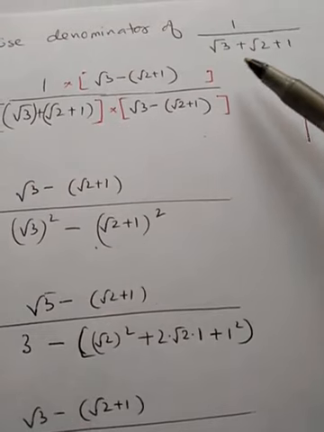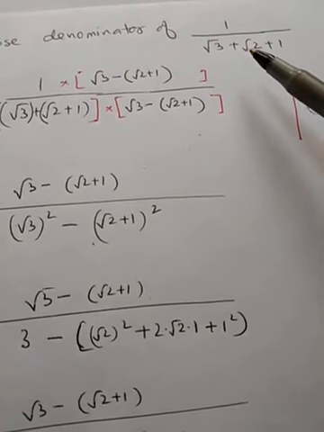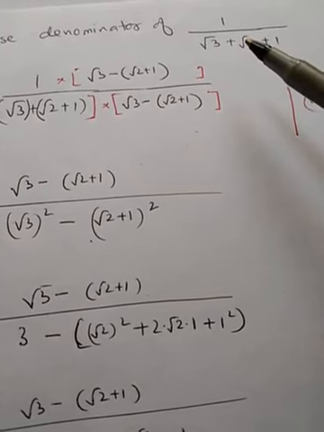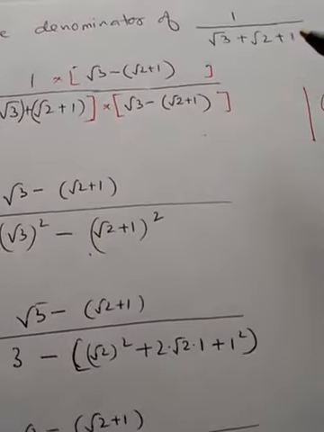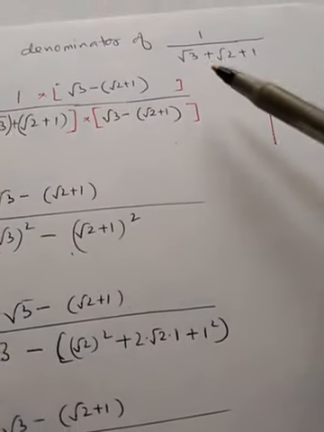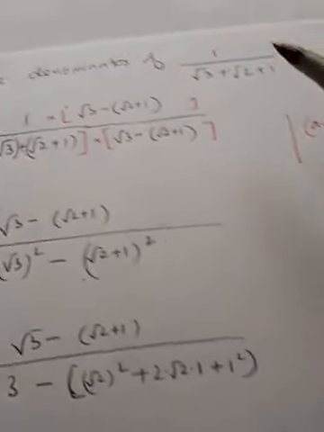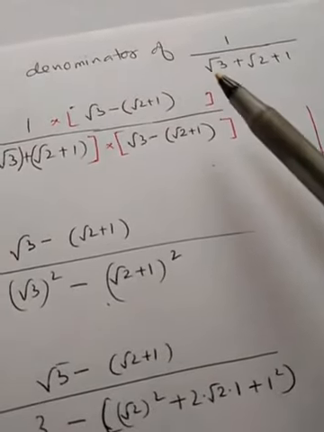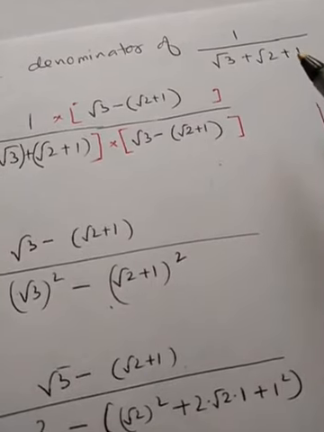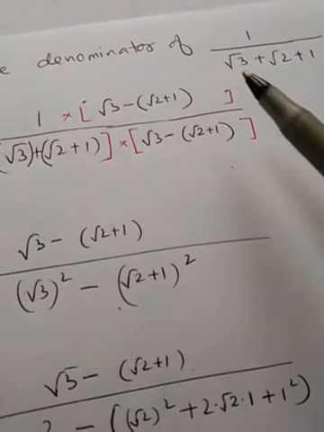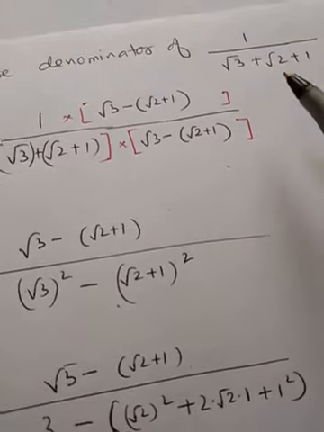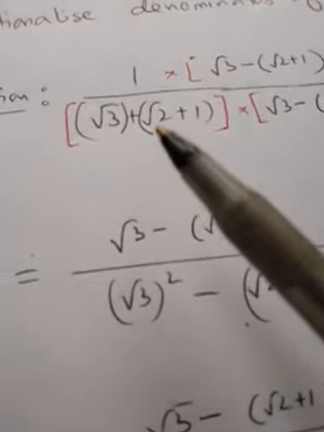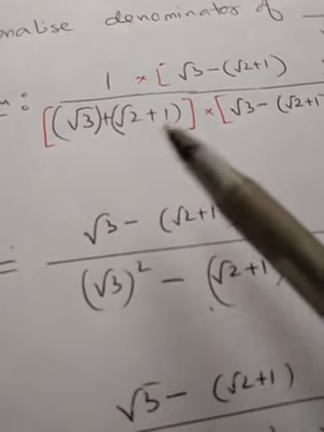If there are only two terms, then generally we multiply by the same term with opposite sign in both numerator and denominator. But here we have three terms, so we'll have to make a group of two terms. Here you may take these two as one term and one as another term, or else take these three as one term and this as another term. And here we have taken root 3 as one term and root 2 plus 1 as another term.